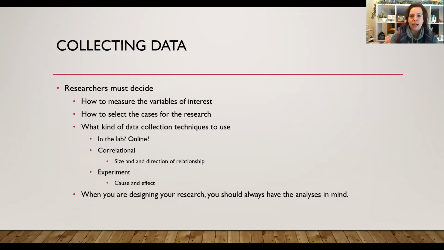Is it going to be in a lab? Is it going to be online? Is it going to be a paper pencil survey they need to complete? Are you looking at a correlational study that's going to be looking at how two variables relate to one another? Or are you doing an experiment? So this would be, let's evaluate your symptoms for depression. Let's now give you a pill. And now let's evaluate your symptoms of depression.